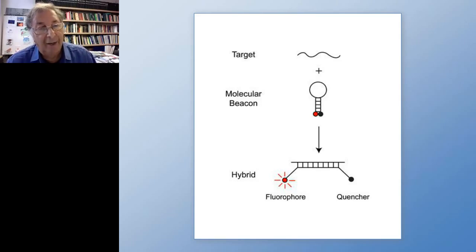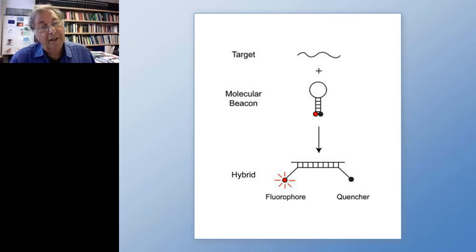And the probe sequence is embedded within two arm sequences that are unrelated to the probe sequence or the target sequence, but which cause the probe to form this little hairpin. And at the ends of the hairpin, there's a fluorophore and a quencher. And because the fluorophore is next to the quencher, there's no fluorescence.